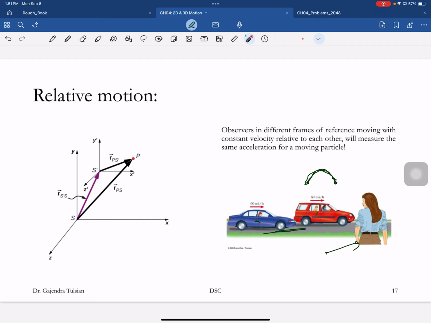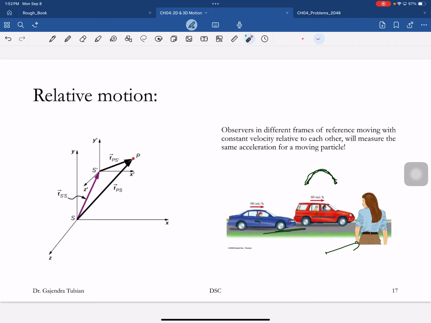When do you get a parabolic trajectory? What is your force, I guess? The force is constant. The force is the same. So if you're moving relative to each other at constant velocity, the forces that you see will be the same.